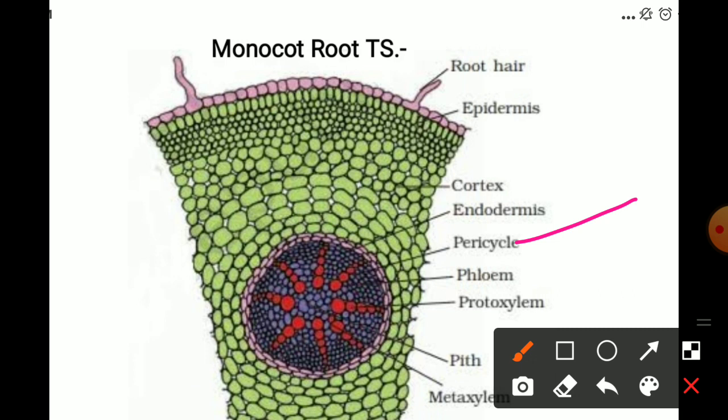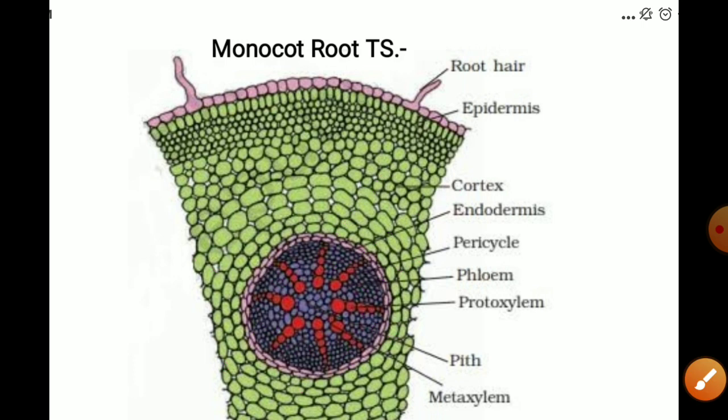Now inside the pericycle there are radial vascular bundles. For example, this figure shows 1, 2, 3, 4, 5, 6, 7, 8 xylem bundles, red colored, and between the xylem bundles there is a phloem bundle: 1, 2, 3, 4, 5, 6, 7, 8. These are the phloem bundles.